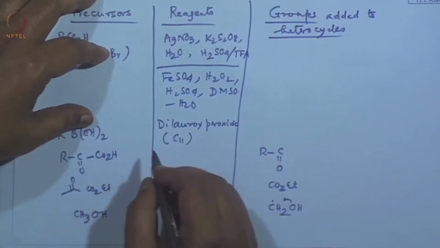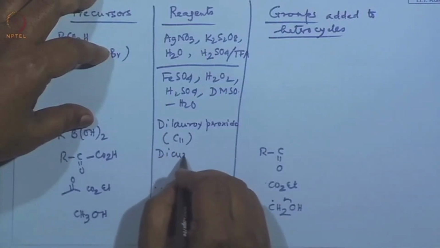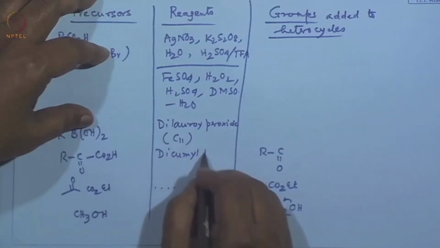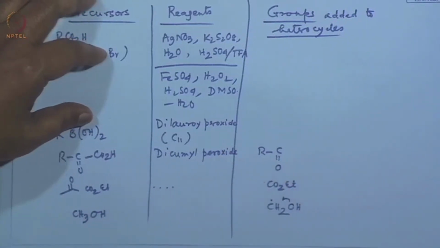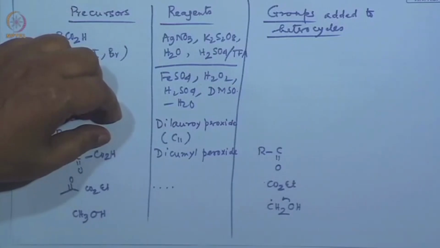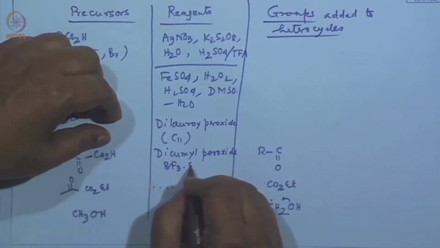Then there is also commonly used, especially by the polymer chemist, dicumyl peroxide. This is also pretty useful, but in combination with BF3 etherate.